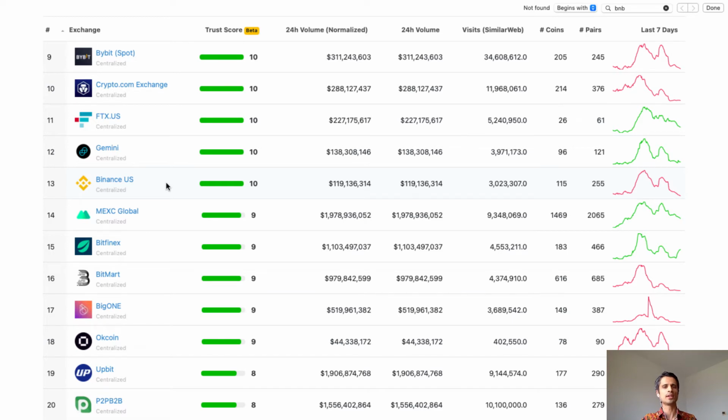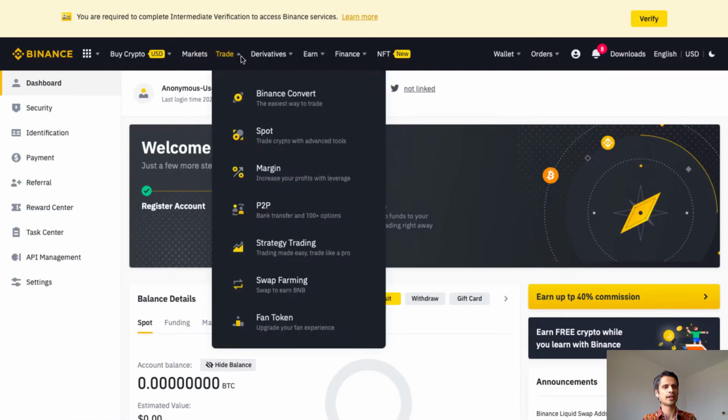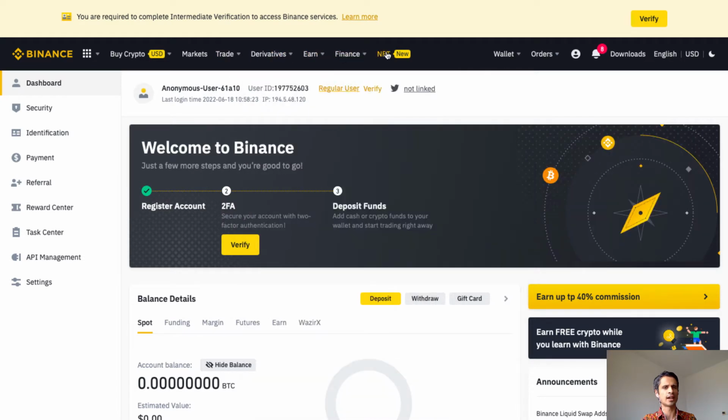Well, quite simply, if you're a US citizen, you're not eligible to use the Binance platform. You have to use the Binance US platform. So let's see how these two platforms compare. First, let's take a look at Binance. So we have markets, trade, derivatives, earn, finance, NFTs. There's a lot to choose from here.